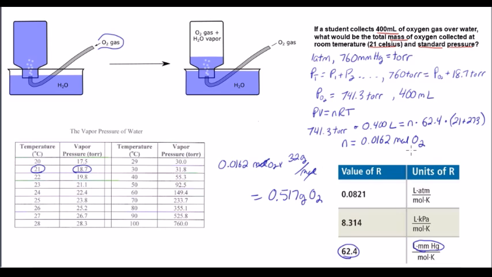Okay, hopefully this was pretty straightforward for you and you were able to understand this. If you have any more questions, please let me know. Of course, students always ask me, do you have to remember all the vapor pressures for water? Of course not. You would be provided a table. You just have to know how to use that table and match up the temperature and the pressure, and then subtract it using your partial pressure formula.